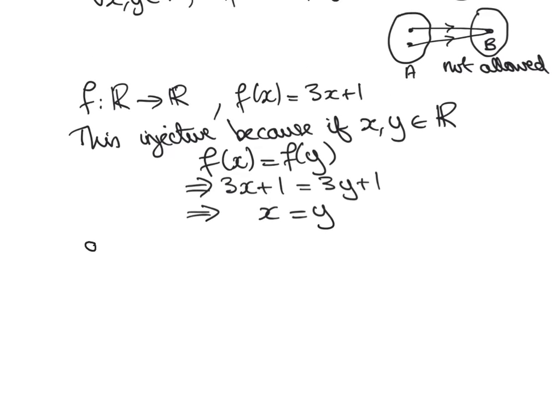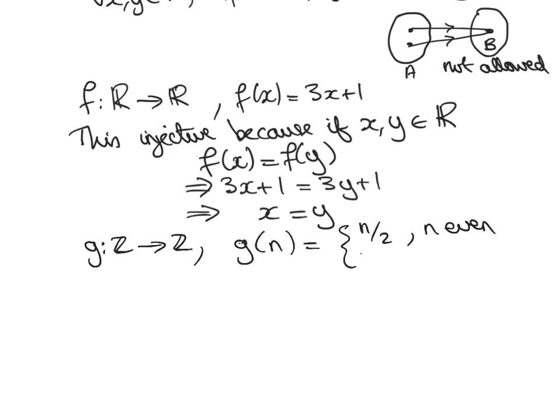If we take another example, a function that isn't injective. So here's a function g defined on the integers, and it takes an even integer n to n over 2 and an odd integer n to n minus 1 over 2. So it's a well-defined function. Every integer has a unique image under g. But it's not injective.